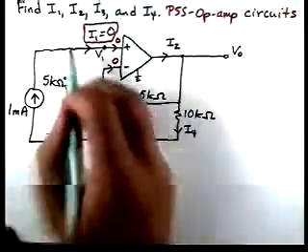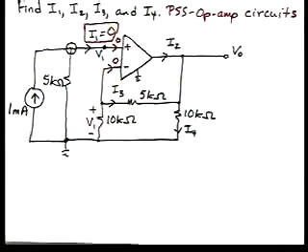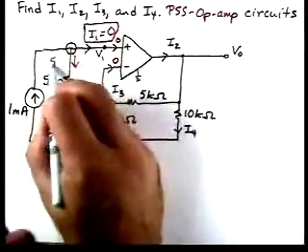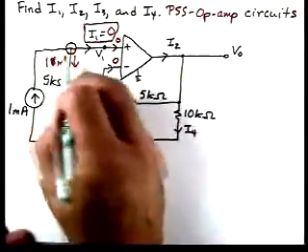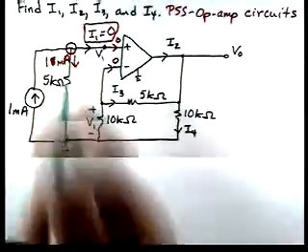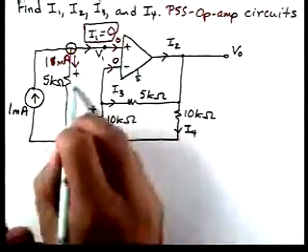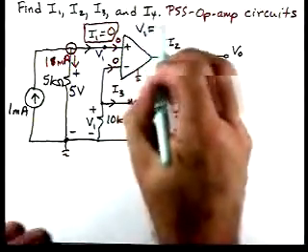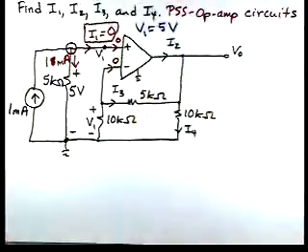Now let's look at Kirchhoff's current law. At this node, we have 1 milliamp entering. At this node, we know there's 0 going into the op-amp. So this tells us that this current is 1 milliamp. And then the voltage across this resistor is 5 volts. So if we look at our circuit, it tells us that V1 is equal to 5 volts.